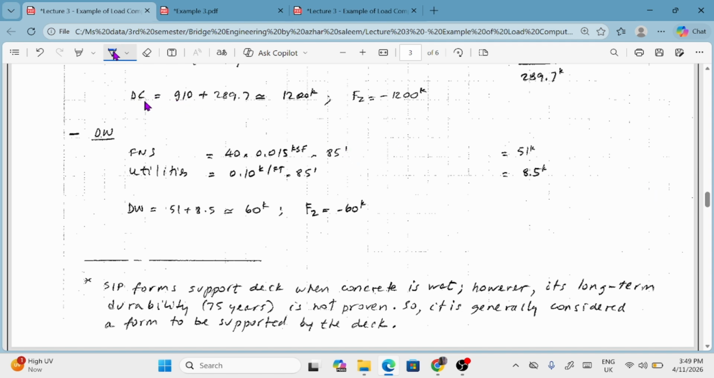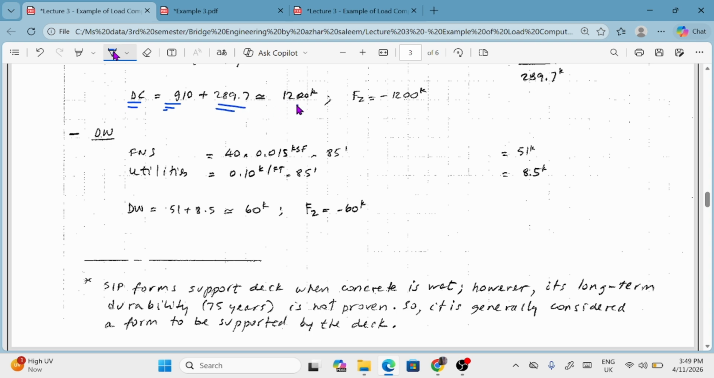Okay, we have to find the dead load of component. From the superstructure, the load on the base of the pier is 910, and the load from the substructure on the base of the pile is 289.7.